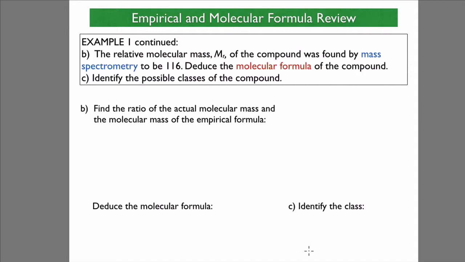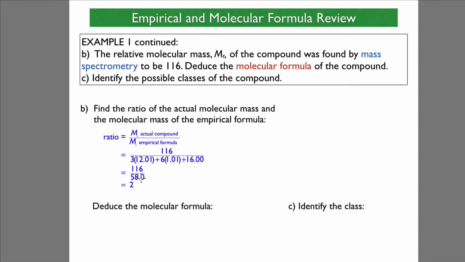Next, the relative molecular mass of the compound was found by mass spectroscopy to be 116. We can deduce the molecular formula of the compound. And C, we're going to identify the possible classes of the compound. So to find the ratio, you look at the molecular mass of the actual compound and divide it by the mass of the empirical formula. We're given the molecular mass because we've used mass spectroscopy. It's 116. We know the empirical formula because we've just calculated it.